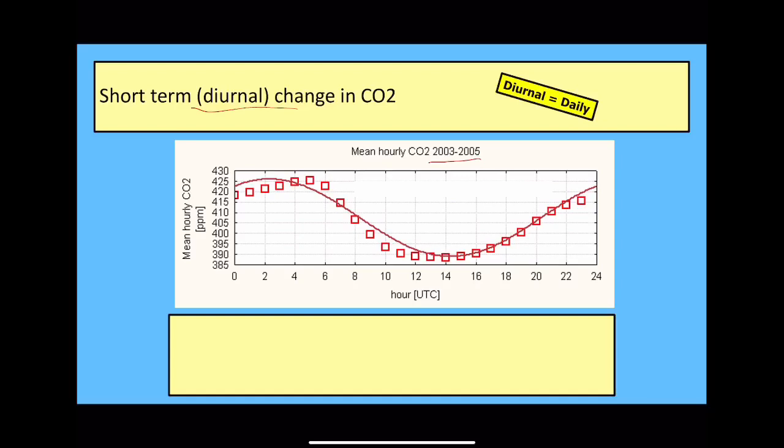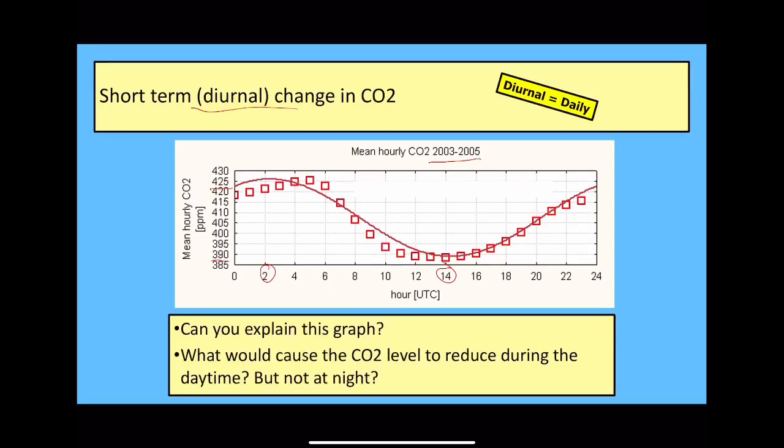And we can see that we go from a maximum of around 425 parts per million in the atmosphere at about 2 o'clock in the morning, 2 a.m. And then we drop down to 390 parts per million by about 2 o'clock in the afternoon. So have a little think, what could be causing that? So what processes are occurring which is causing the amount of atmospheric CO2 to drop by roughly midday and then rise again as we go later into the evening?